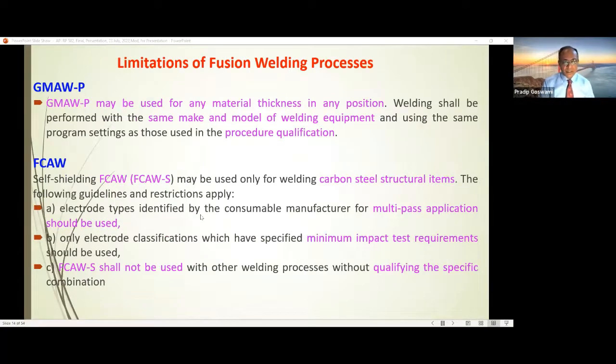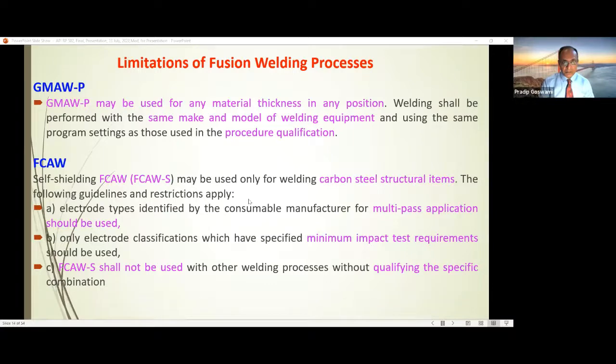Let's see about GMAW-P, that is GMAW pulse welding. It tells that GMAW pulse welding may be used for any material thickness in any position. Welding shall be performed with the same make and same model of equipment and using the same program setting as used in the procedure qualification. That's also straightforward. That means whatever machine or equipment you use for procedure qualification, better stick to that in the production joints also.